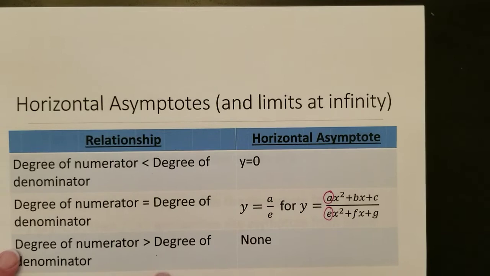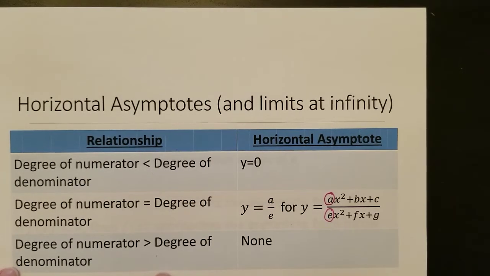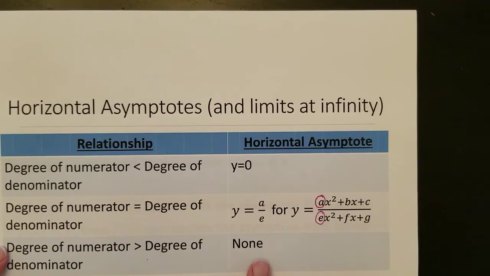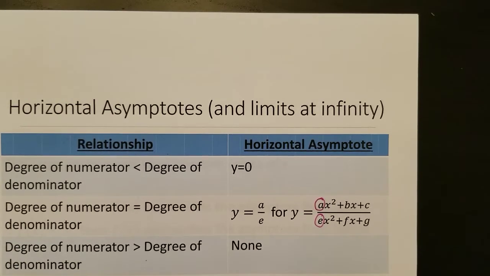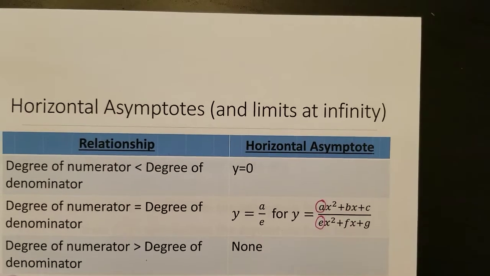If the degree of the denominator is less than the numerator, so the numerator has a bigger degree, you maybe have a quartic over a cubic, we don't have a horizontal asymptote at all. That function will go off to positive or negative infinity depending on the values of the function.